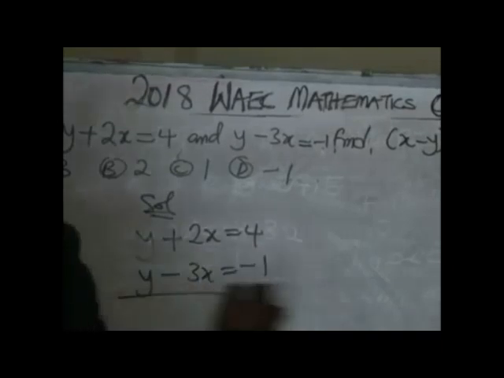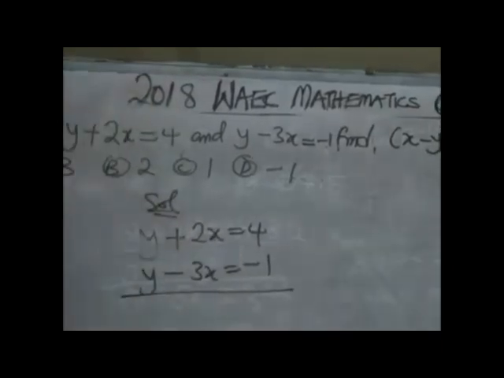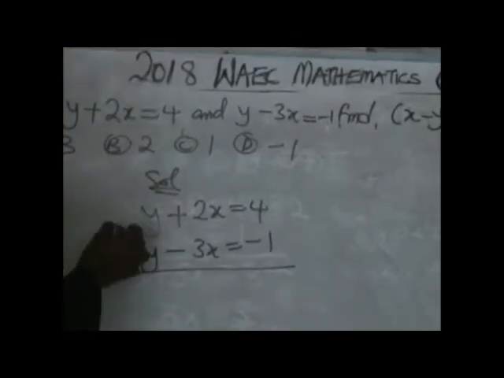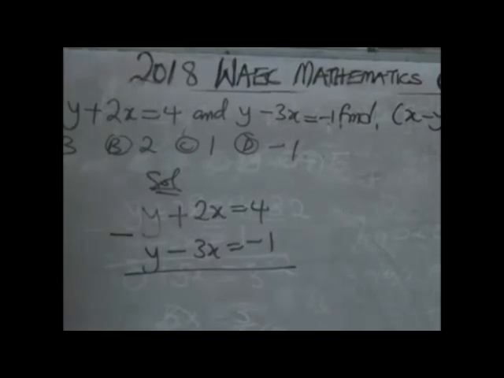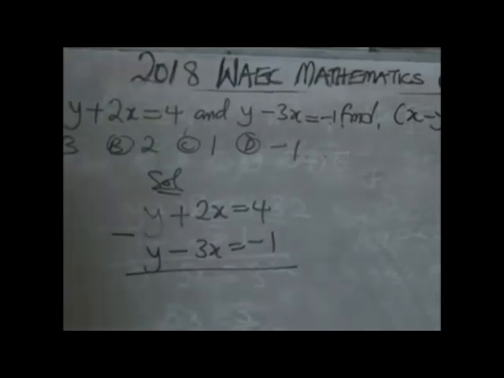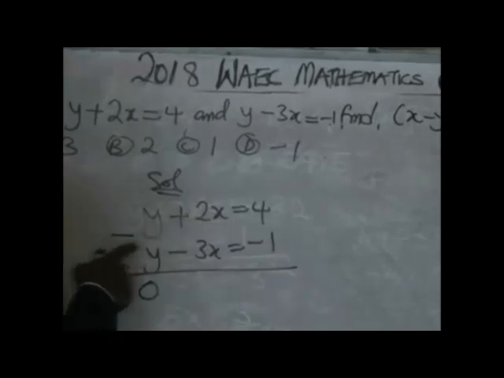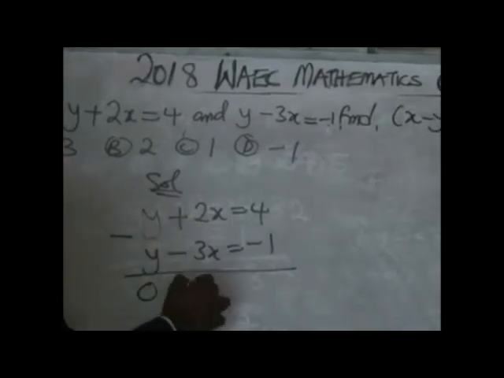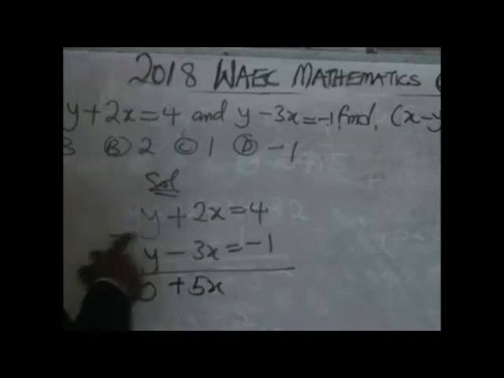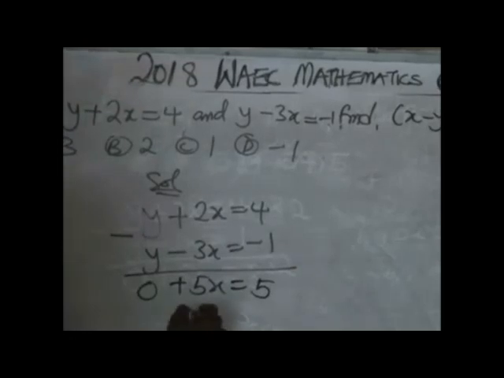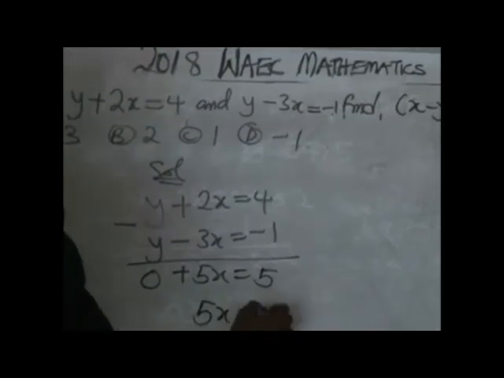So you use one of the methods of solving simultaneous equations. We have the substitution method, the elimination method, and also the graphical method. So we are going to be using the elimination method. By using the elimination method, you introduce a negative sign in order to eliminate the variable. So y minus y will give you 0. Now 2x minus 3x will give you minus x. 4 minus 1 will give you 3. So it becomes minus x equals 3.